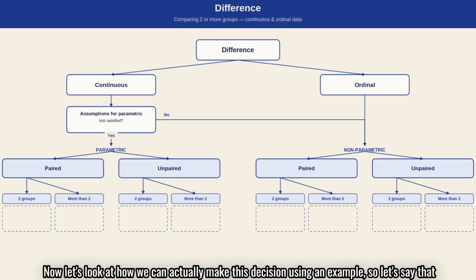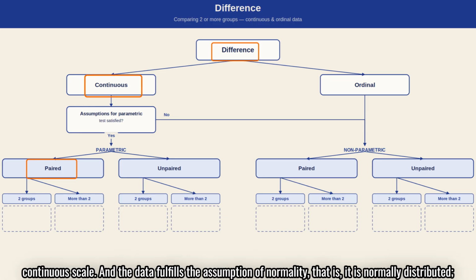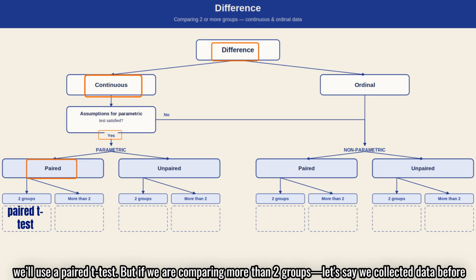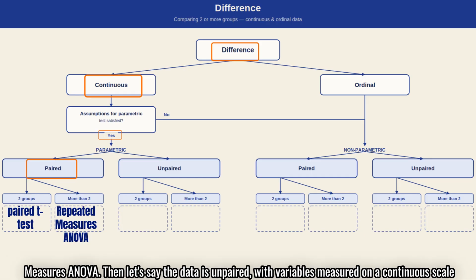So let's say that we want to compare the difference between before and after treatment of a paired variable measured on a continuous scale, and the data fulfills the assumption of normality. That is, it is normally distributed. We'll use a paired t-test. But if we are comparing more than two groups, let's say we collected data before treatment, 1 week after treatment, and then 2 weeks after treatment, then we can use a repeated measures ANOVA.